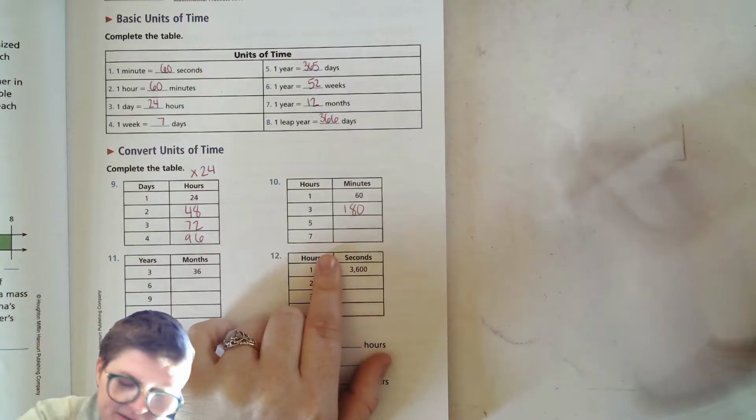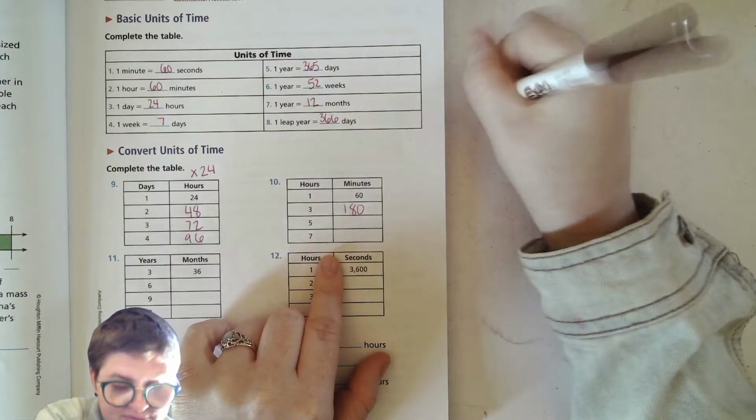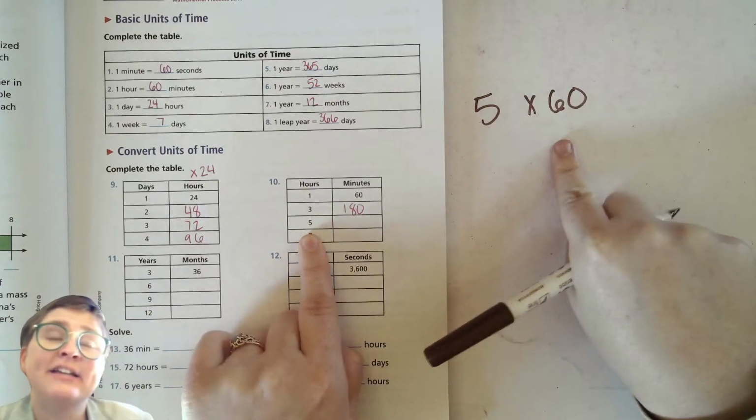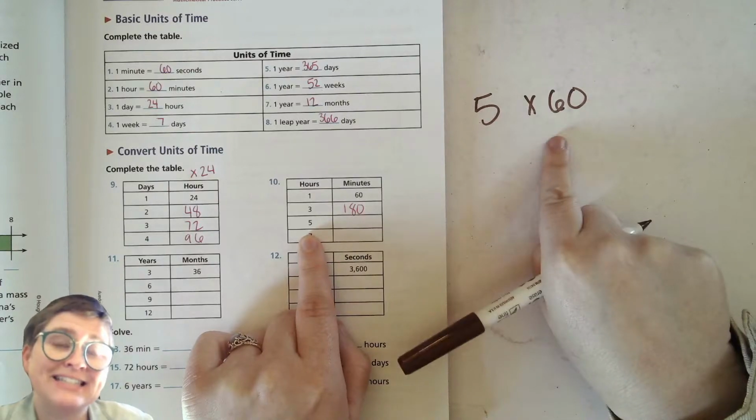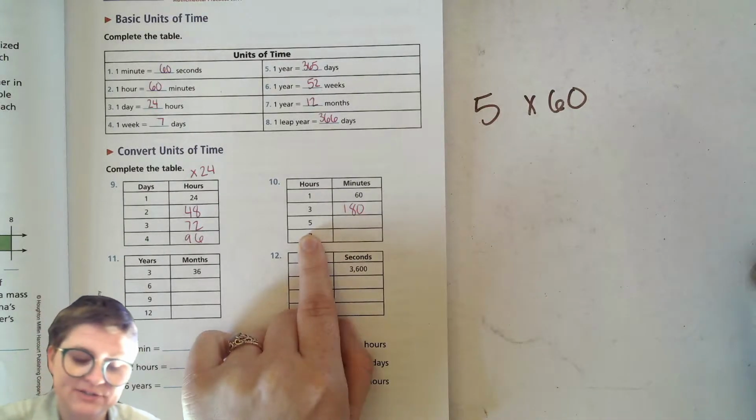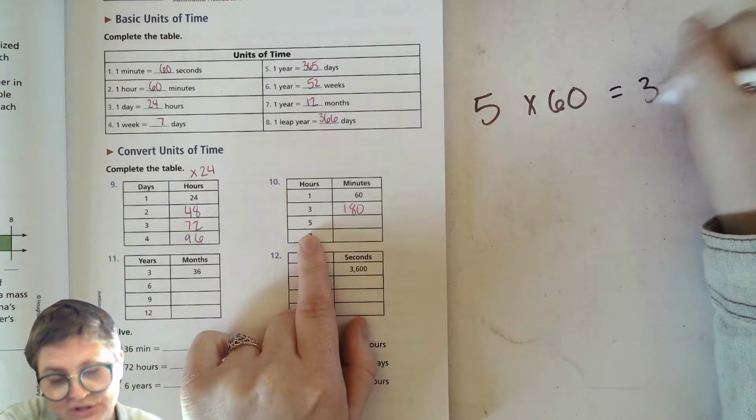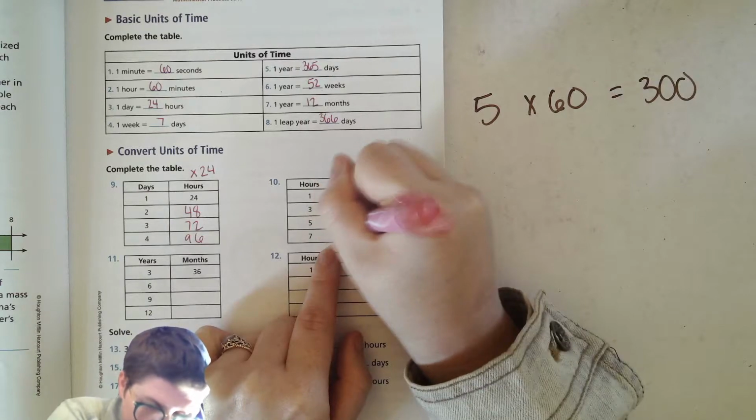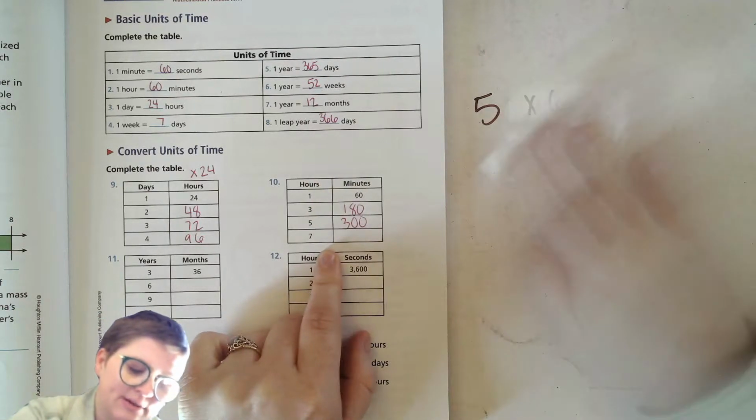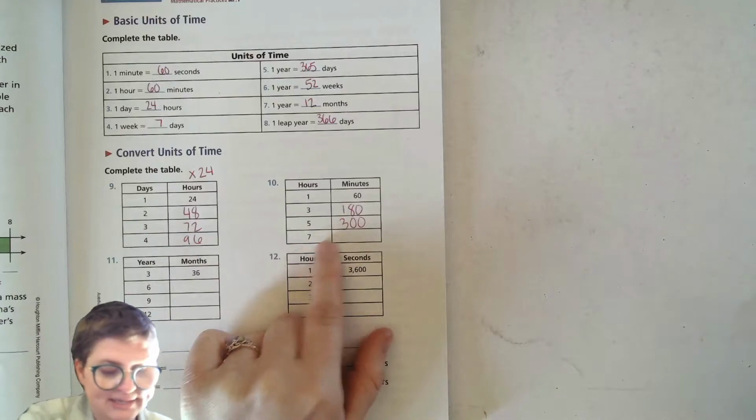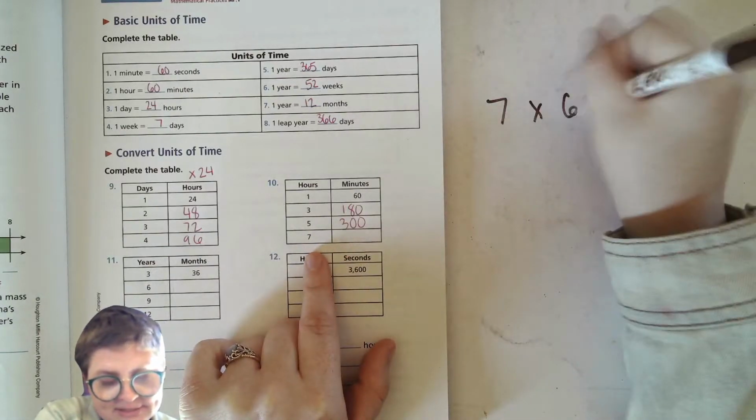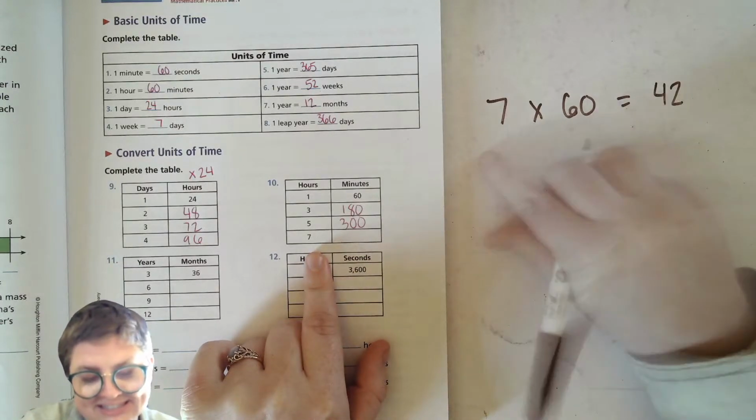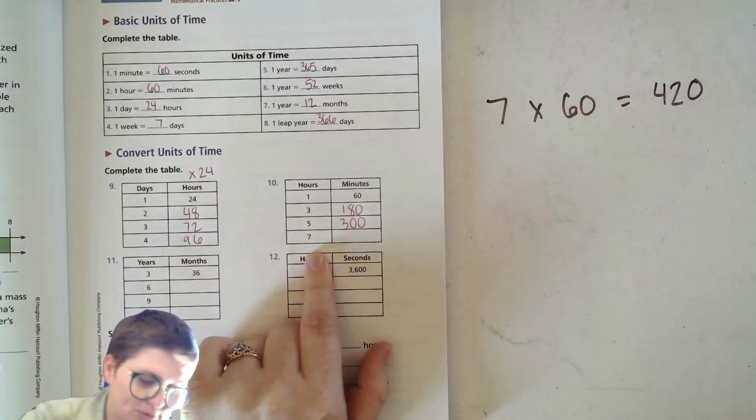In 5 hours, so 5 times 6 is 30, right? So 5 times 6 tens is 30 tens, or 300. Now, what about 7 hours into minutes? 7 times 60. 7 times 6 is 42. So 7 times 6 tens is 42 tens, 420.